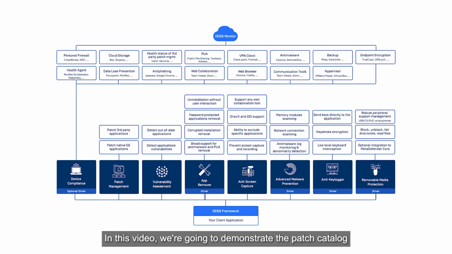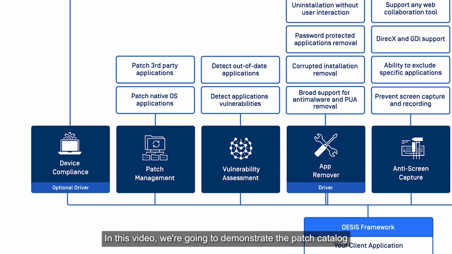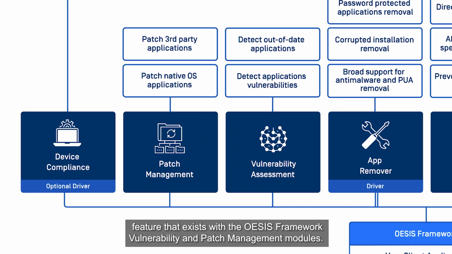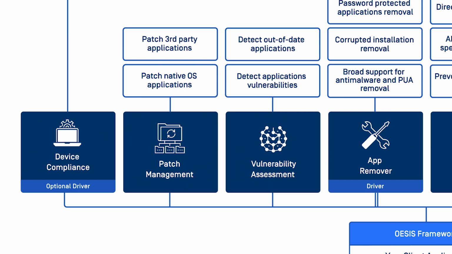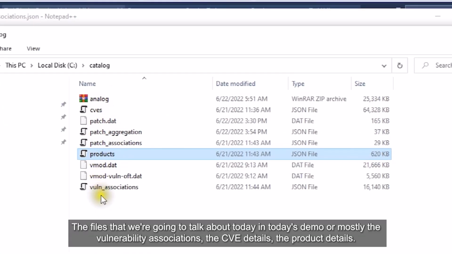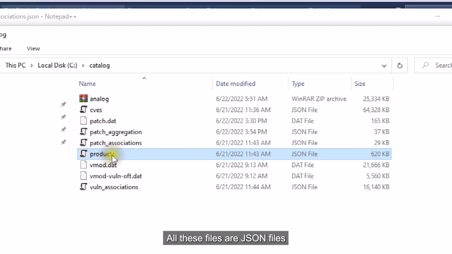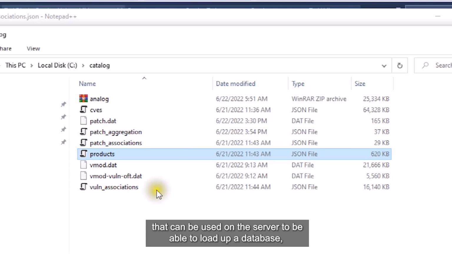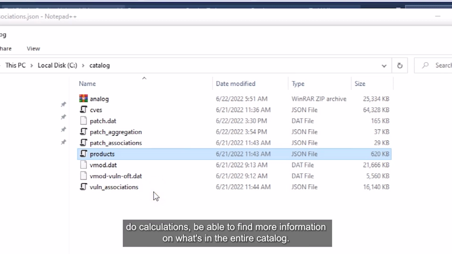In this video, we're going to demonstrate the patch catalog feature that exists with the OASIS Framework vulnerability and patch management modules. The files that we're going to talk about in today's demo are mostly the vulnerability associations, the CVE details, the product details. All of these files are JSON files that can be used on the server to load up a database, do calculations, and find more information on what's in the entire catalog.